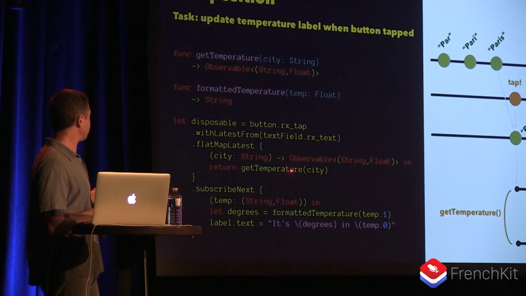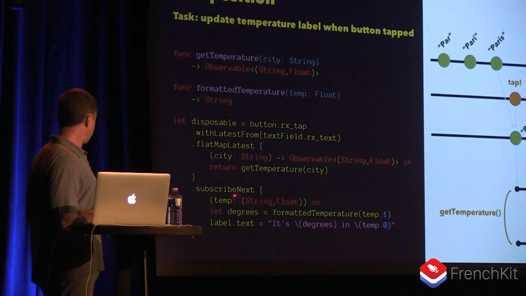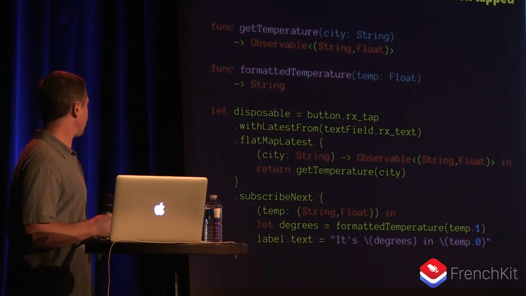So in this case, it will output a float, because the get temperature method I don't show here takes the JSON and outputs a tuple with the city name and temperature. And finally, we subscribe to the output of flat map, and we can format the temperature and say in the label, now it's 20 degrees in Paris. So again, you will be able to reread the slides and the code, but it's easier to read once you start getting into Rx. It's very, very simple.